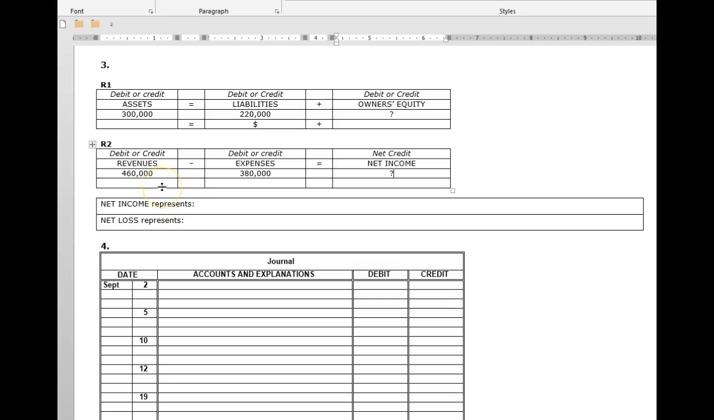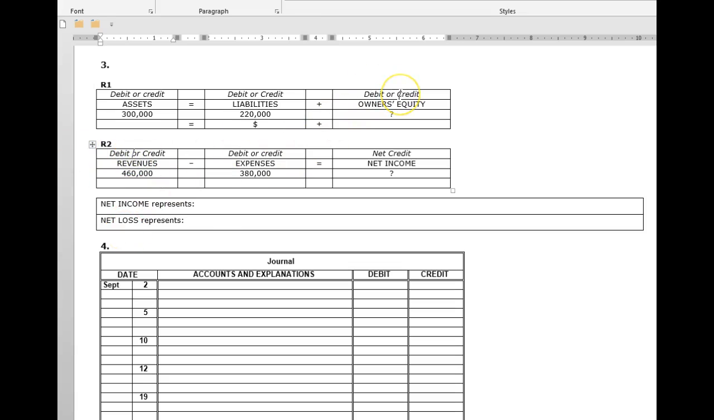Well, if you remember way back, about 3 or 4 hours ago, we said there are only 4 things that can affect owner's equity. Net income and net loss is one of them. So if owner's equity has a credit balance and net income increases owner's equity, what kind of balance does a revenue account have to have?